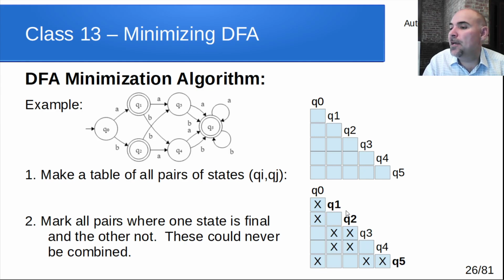And to make it easier to see, I bold-faced the ones that are final states here. So you can see, anywhere we have a non-bold and a bold, I put a mark. So that gives us this initial table that we have right now.